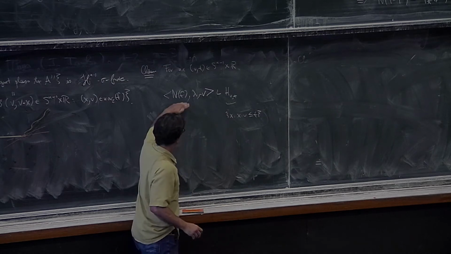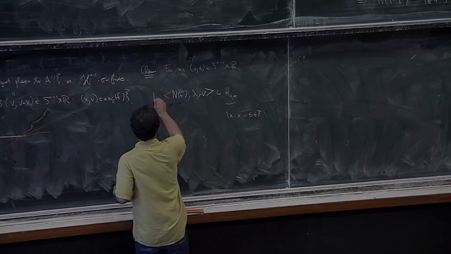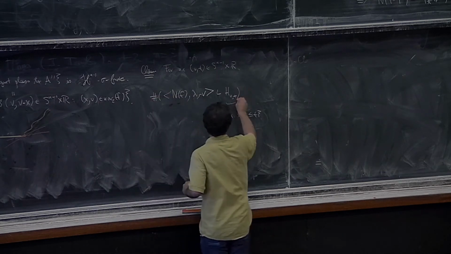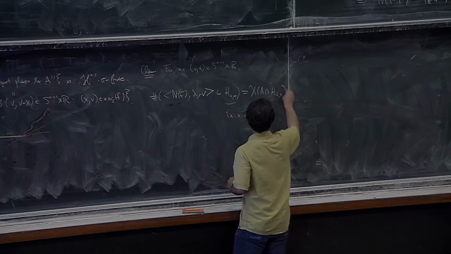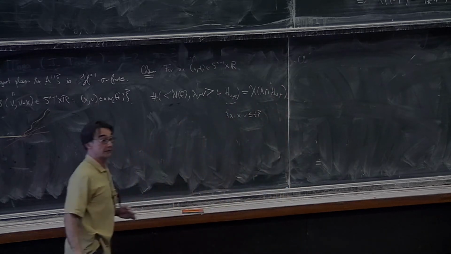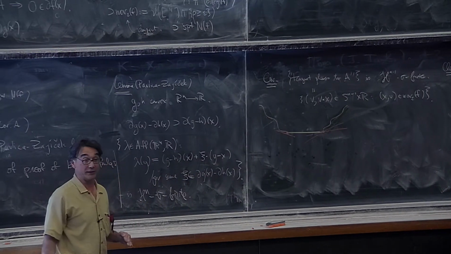Okay, so this is some sum of delta functions. I add up all the multiplicities. I should get the other characteristic of this guy. Okay, that's the claim. That's the claim. So how can we do it?